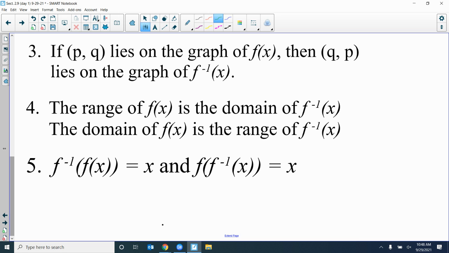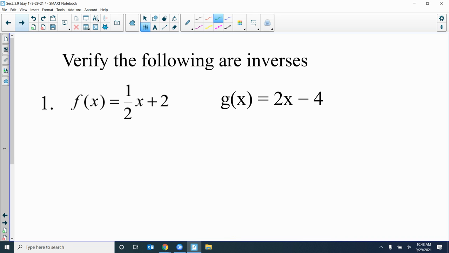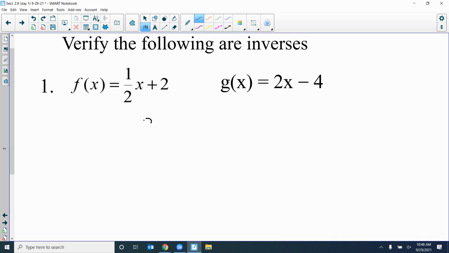Now we're going to do one problem together. All right. Verify the following are inverses. So f of x equals 1/2 x plus 2, and g of x equals 2x minus 4. I am telling you they're inverses. You're verifying that. So just think, don't write this down yet. Don't write anything down. But according to that, if I do f of g of 8, what does that have to equal if they're inverses? Got to equal 8.